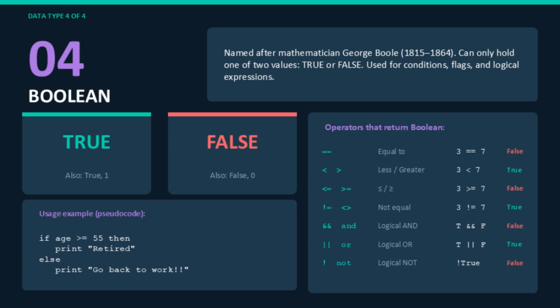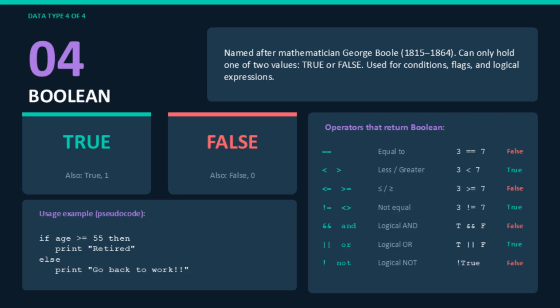The fourth data type is Boolean, named after mathematician George Boole. Unlike other data types, Boolean can only store one of two possible values, which is true or false, also written as 1 or 0. It is commonly used in conditions and logical expressions. For example, we can use relational operators like equal to or not equal to, and logical operators like and, or, and not to produce a Boolean result.